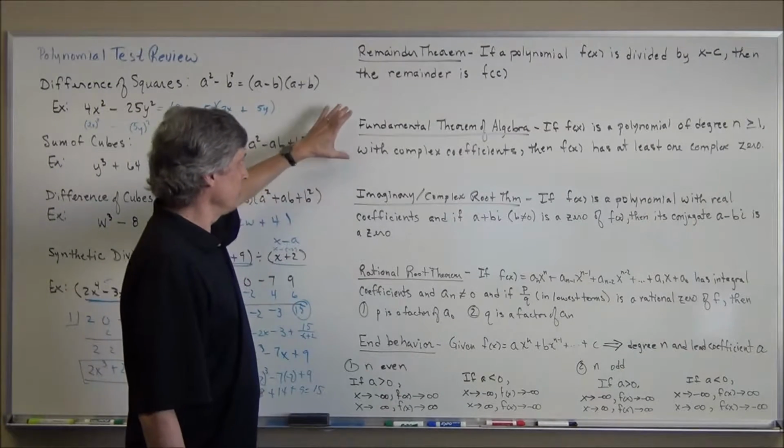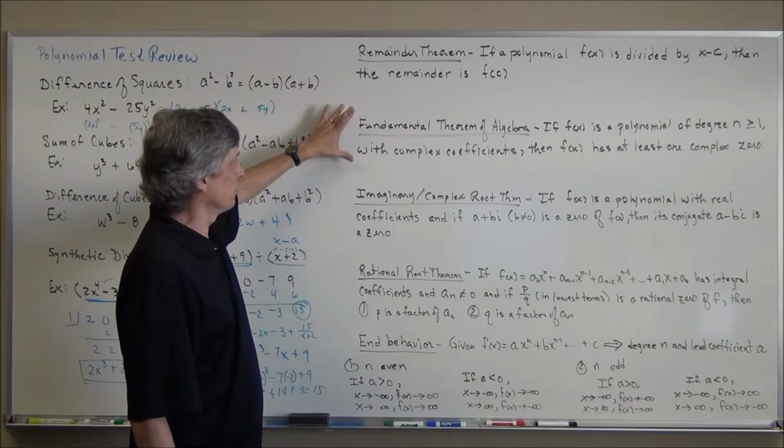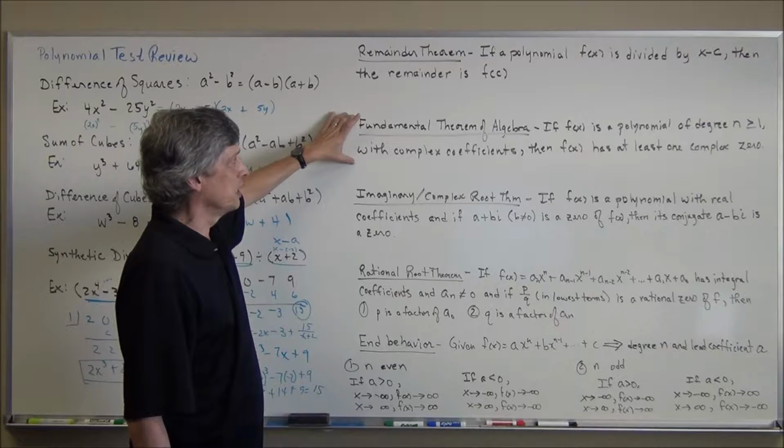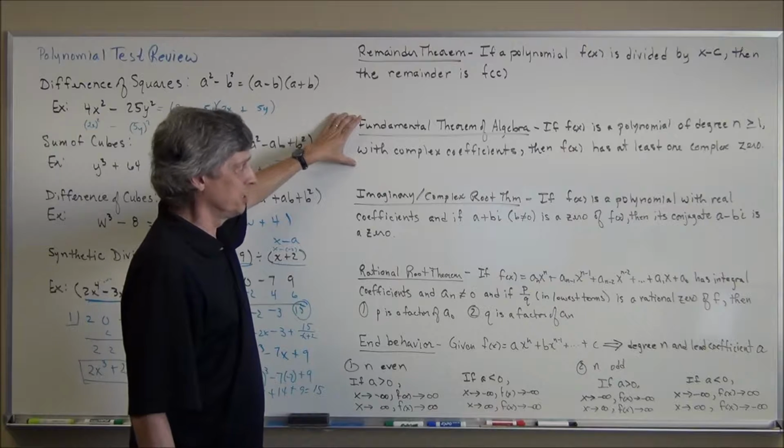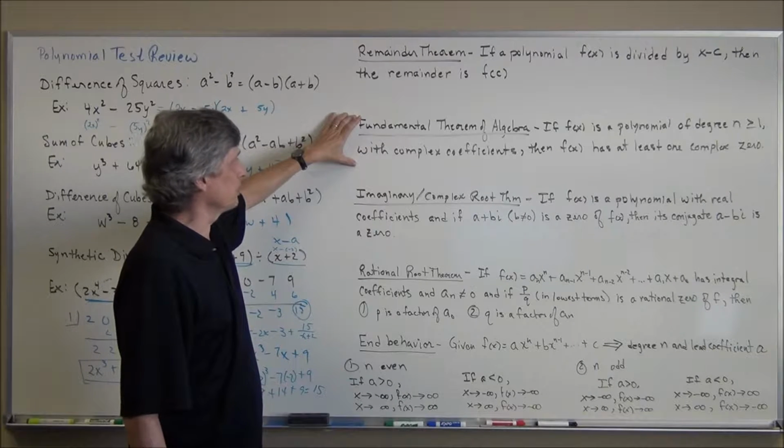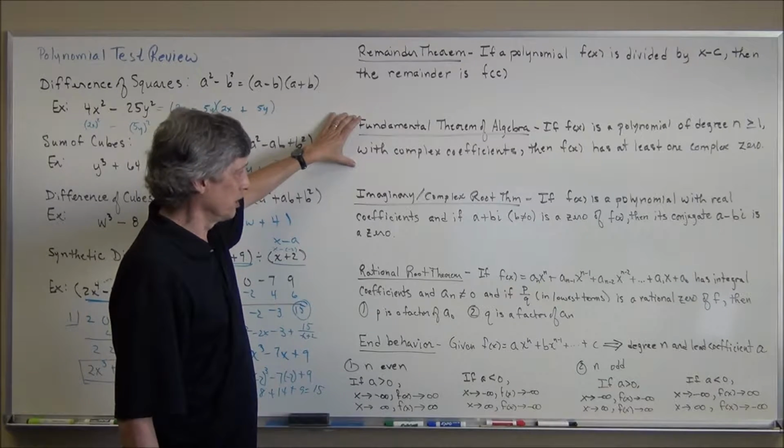Now, what your teacher may have said was the Fundamental Theorem of Algebra is actually kind of an offshoot of this that says that if you have a polynomial of degree n, then you would have n zeros. Not necessarily all distinct, but you would have n complex zeros.